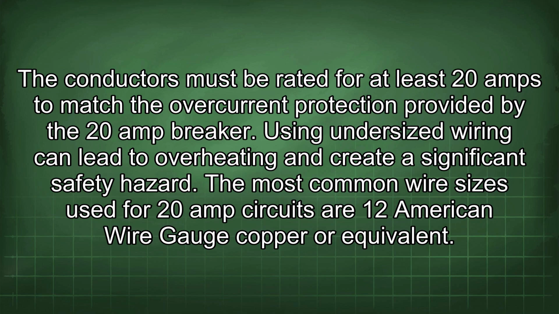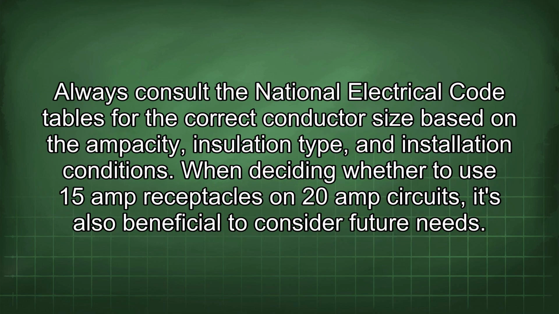The most common wire size used for 20 amp circuits is 12 American wire gauge copper or equivalent. Always consult the National Electrical Code tables for the correct conductor size based on the ampacity, insulation type, and installation conditions. When deciding whether to use 15 amp receptacles on 20 amp circuits, it's also beneficial to consider future needs.